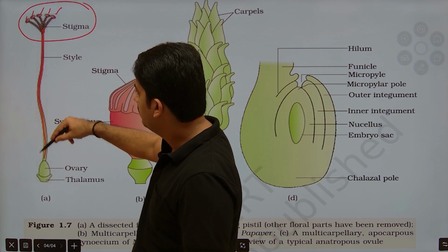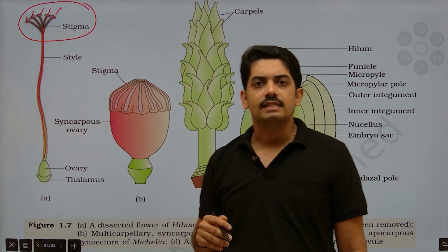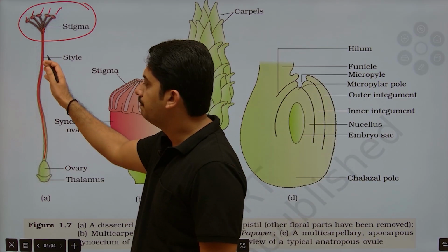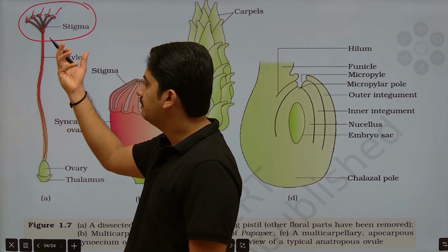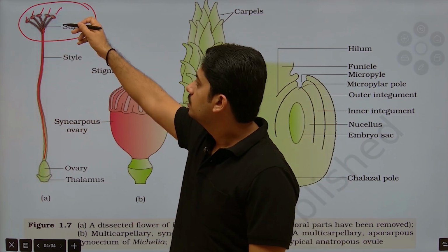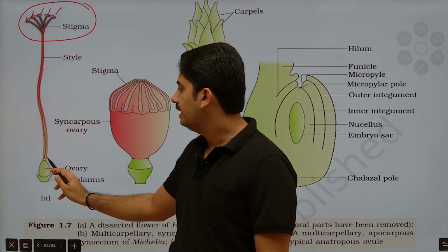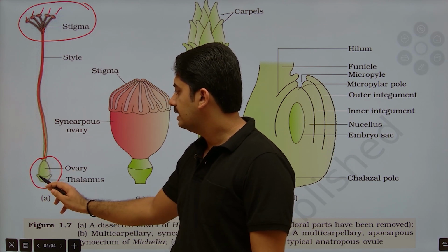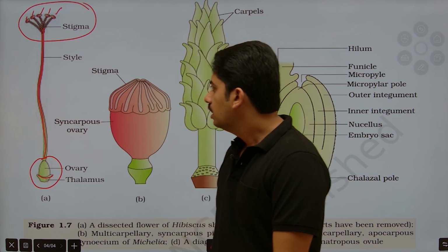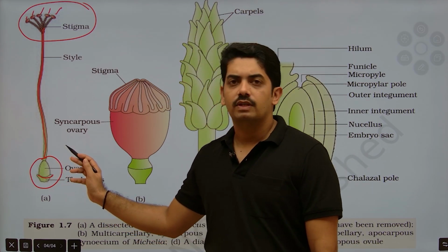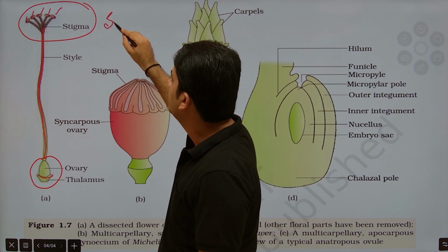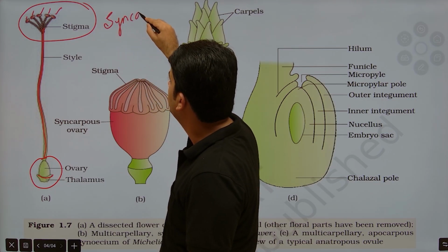Now tell me, whatever we are seeing here, is it a style? Actually, this style part, it is covered by a monoadelphous condition in real flower, but here they separated it. So this is the long style, and here comes the ovary. This is the thalamus on which ovary is located. Now here what type of terminology we can use? It is multicarpellary syncarpous condition.